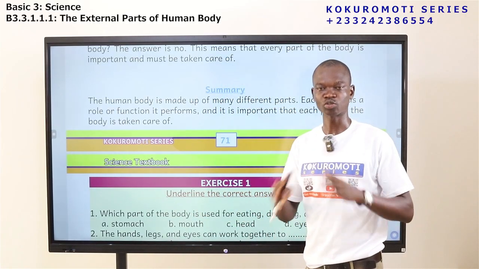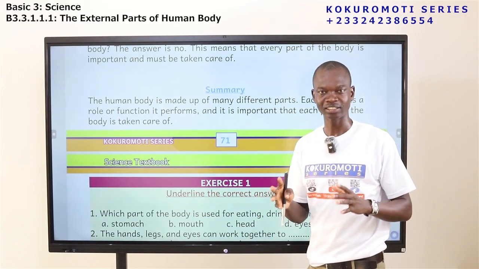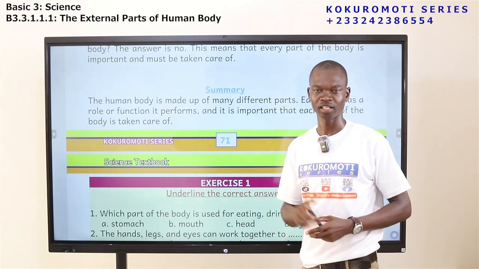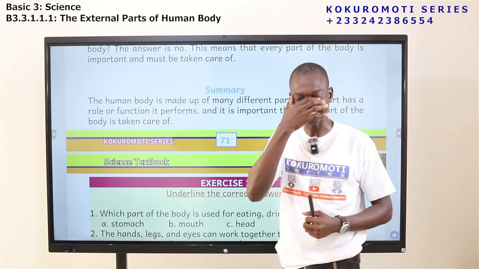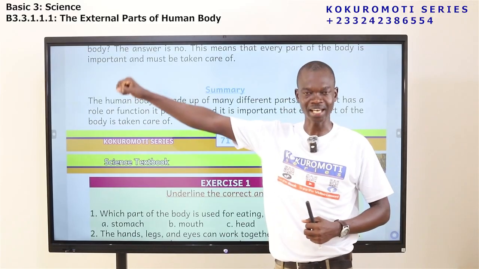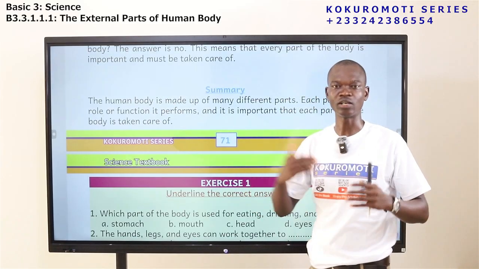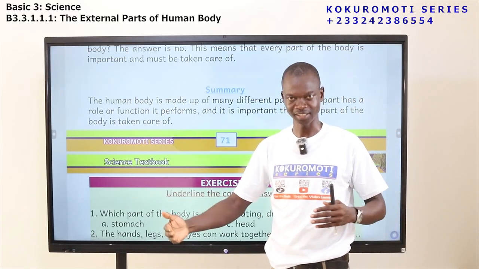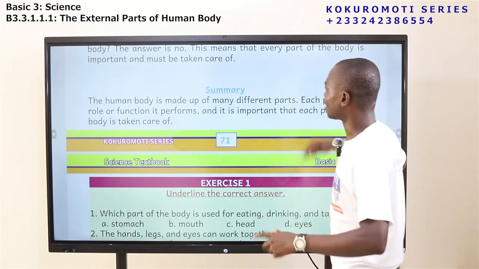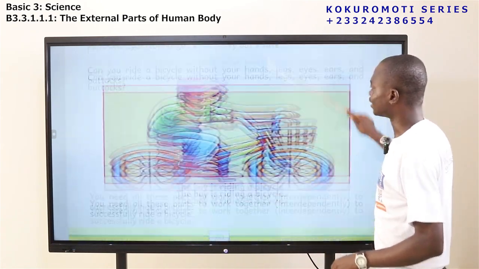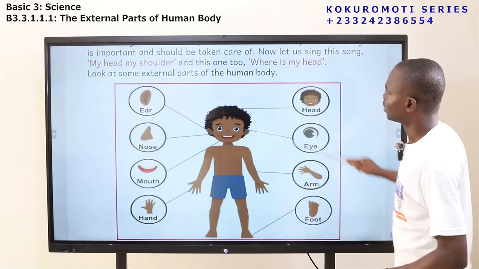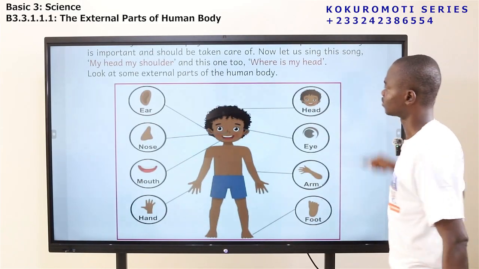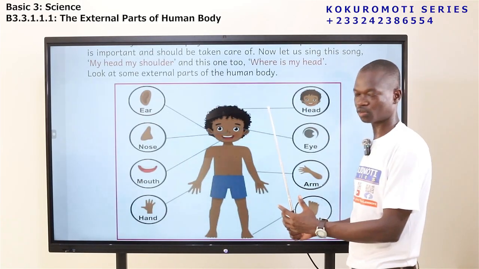And all the parts are so important that we need to take good care of them. Remember that the hand depends on the eyes. The eyes too depend on the hand. That is why we said they work interdependently. So if you are going back, you will see that these body parts, they all work together.